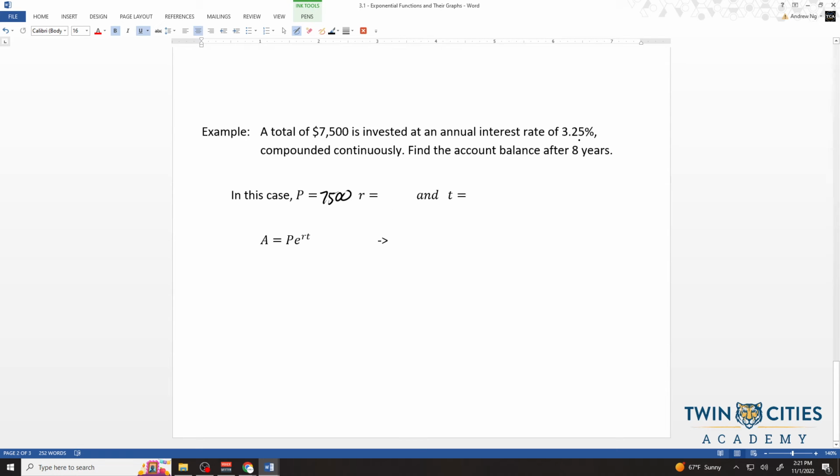R as a decimal, remember, 3.25%, you're going to do this divided by 100 or move the decimal point to the left 2 spots. This will be 0.0325. And then T is 8 years. So A equals P times e to the RT. That's going to be A equals 7,500 e to the 0.0325 times 8.